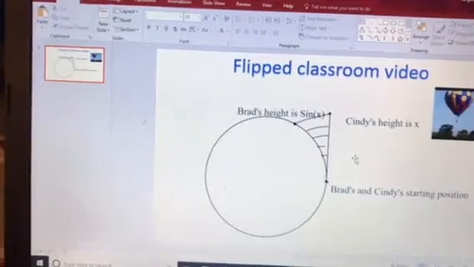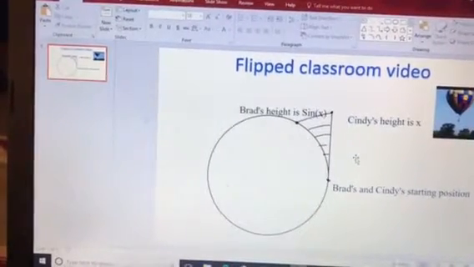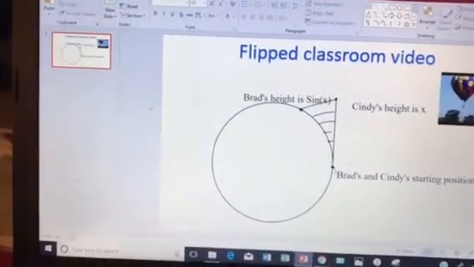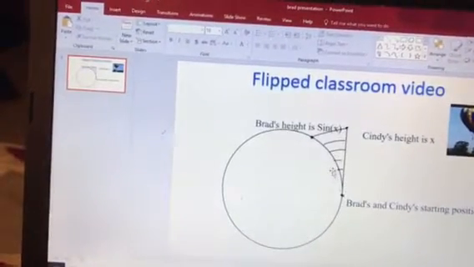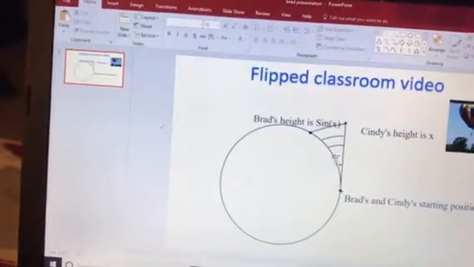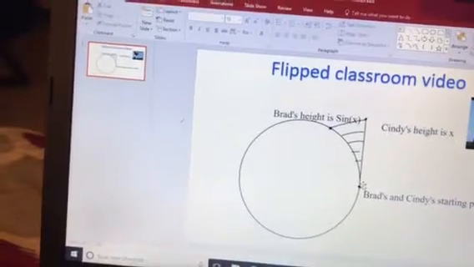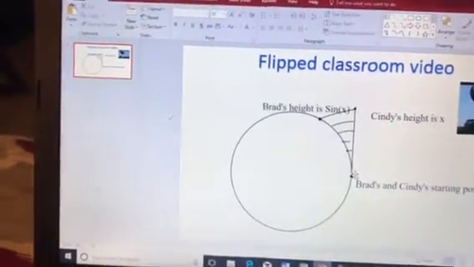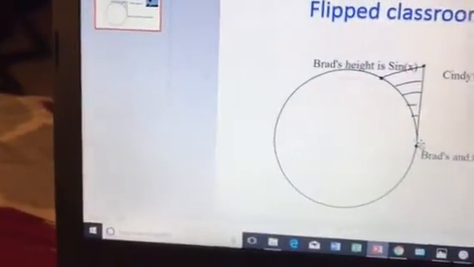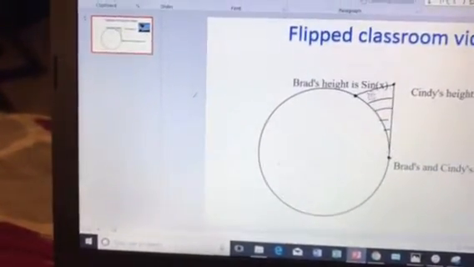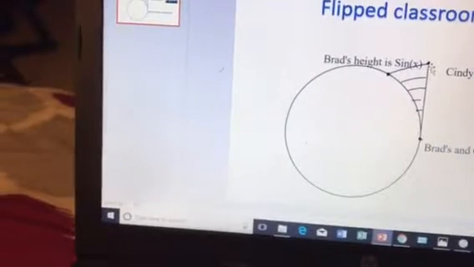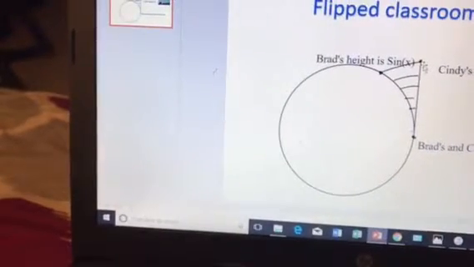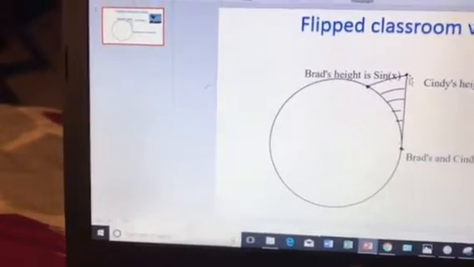So now, if you have a string of length x and wrap it around the circle, so if you put your string around this arc length, the end of the string will be at Brad's position. But if you pull it straight up, that would give you Cindy's position. So if you straighten it out, the height of the position is sine of x, and Cindy's height is x for x greater than 0.